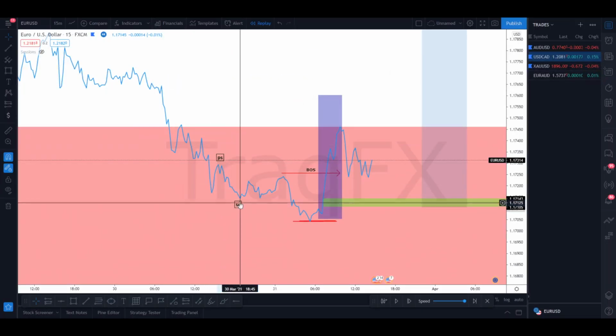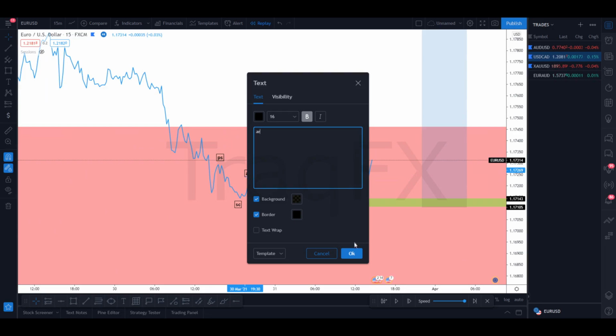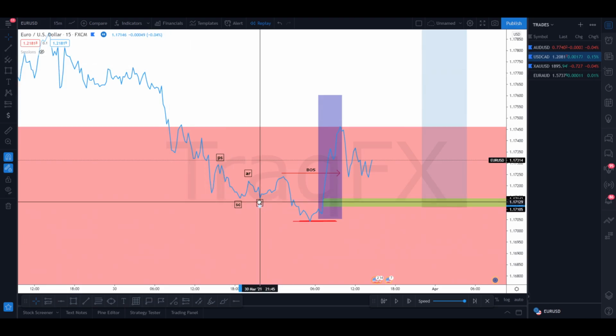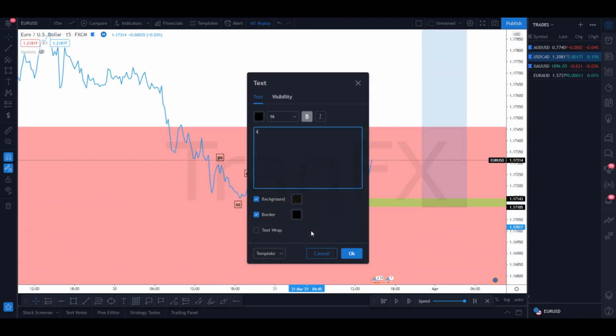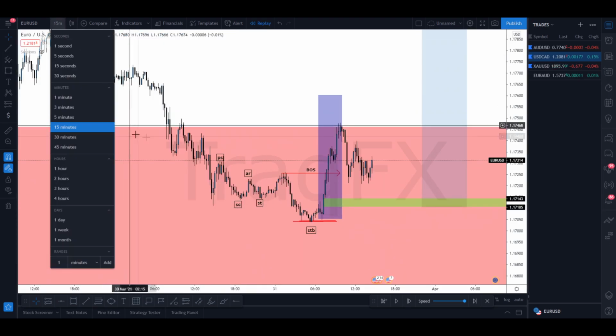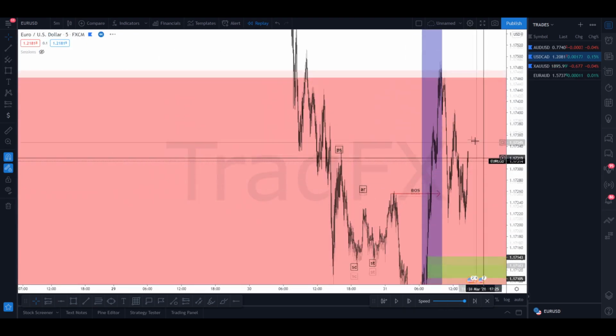Now, after that selling climax, we have an automatic rally. Yes, we do. And we have a secondary test after that automatic rally right here. Now, do we have a secondary test in phase B? Yes, we do. We have the STB. Clearing the lows of the SC and the ST. But look at this. Let's go down to the 5-minute time frame to get a better idea.